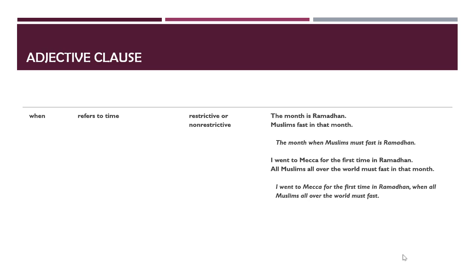I went to Mecca for the first time in Ramadan. All Muslims all over the world must fast in that month. I went to Mecca for the first time in Ramadan, when all Muslims all over the world must fast. Because it is already clear what Ramadan is, the adjective clause "when all Muslims all over the world must fast" is not necessary. So a comma is needed in this case.